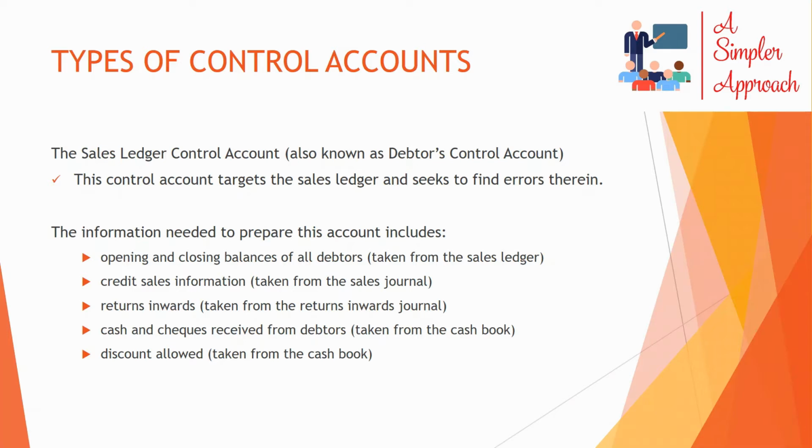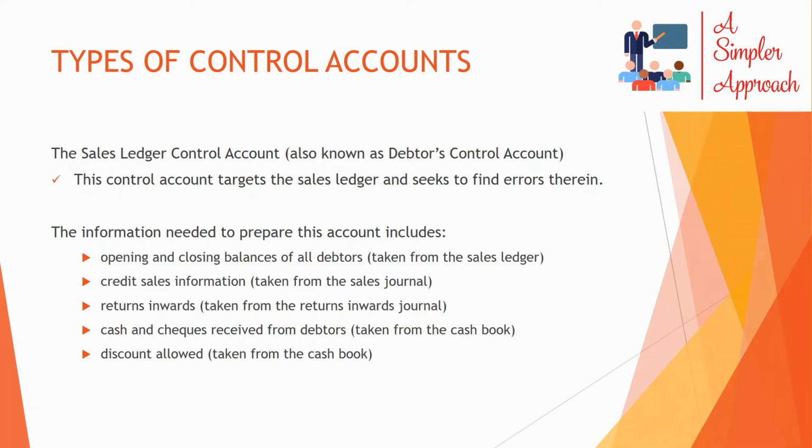Credit sales information, we take that from the sales journal. Now remember now that the sales journal is the book where all credit sales are placed. And by credit sales, we mean when we sell goods on credit, that's where we put the information, the sales journal. We need returns inwards, and we get that information from the returns inwards journal. We need information relating to all cash and checks that were received from our debtors. We take that information from our cash book.